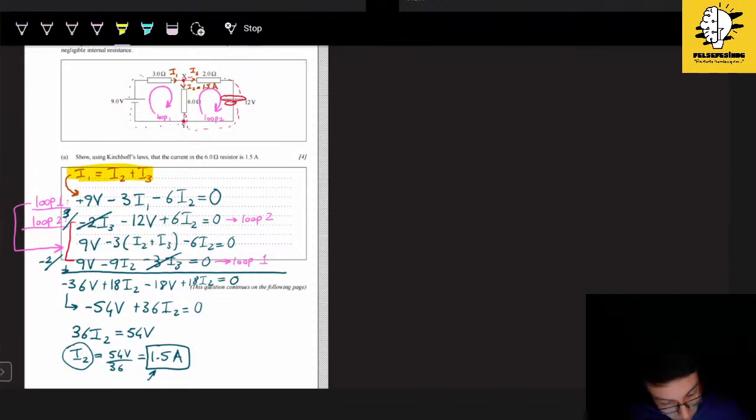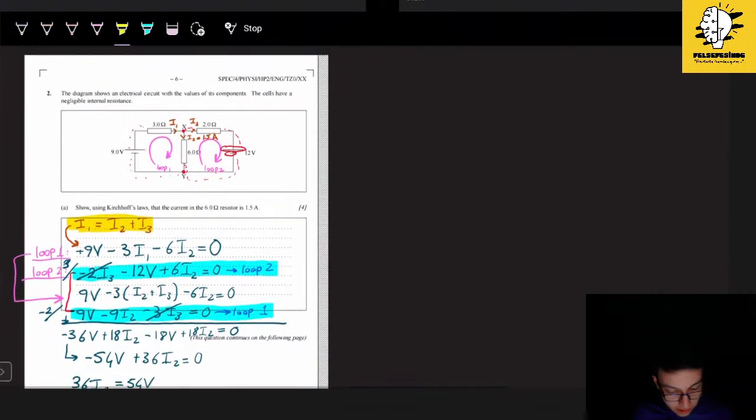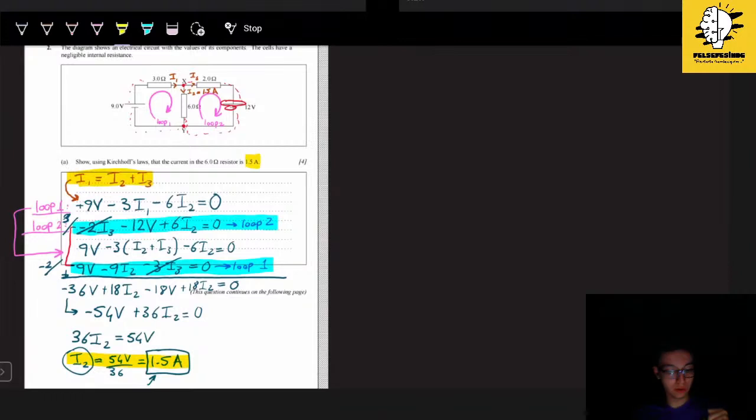So we had two equations over here. One was loop 2's equation, and the other one was where we substituted our very first yellow equation into loop 1 and derived this one. So with a simultaneous equation you can eliminate one of the unknowns, and then we finally found that I2 is equal to 1.5 amperes, which was exactly the value that was asked in the question.